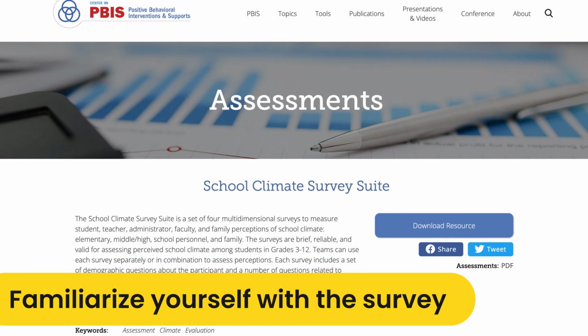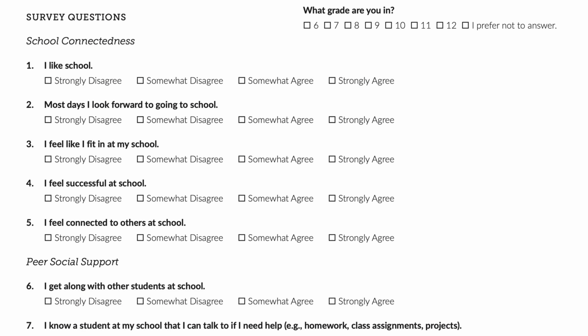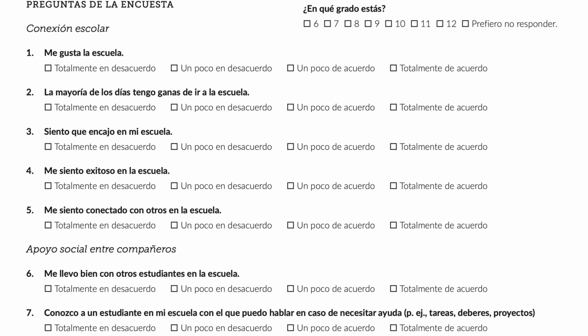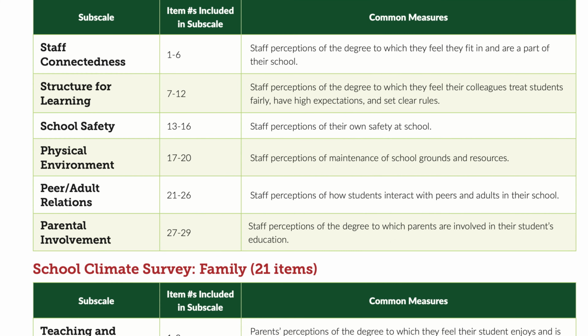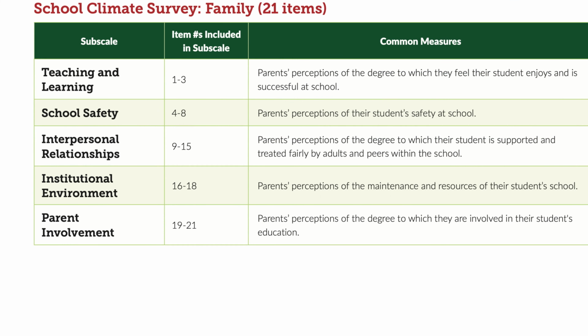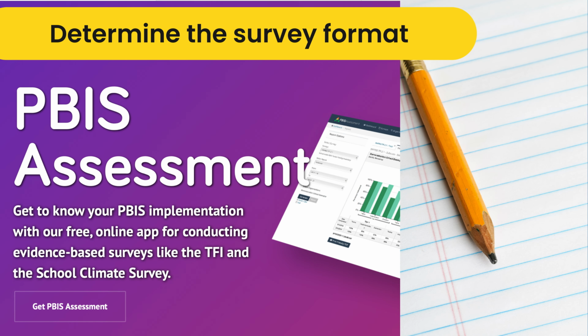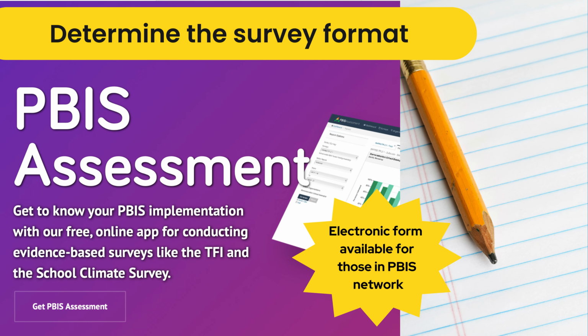In order to utilize it, you will first want to familiarize yourself with the survey, available in both English and Spanish. Begin by reviewing the purpose and objectives of the School Climate Survey. Understand the areas that it covers, including school safety, student behavior, and staff engagement. Next, determine the survey format. If you are part of the PBIS network, you have access to the electronic form. If not, you can administer the paper-based survey.